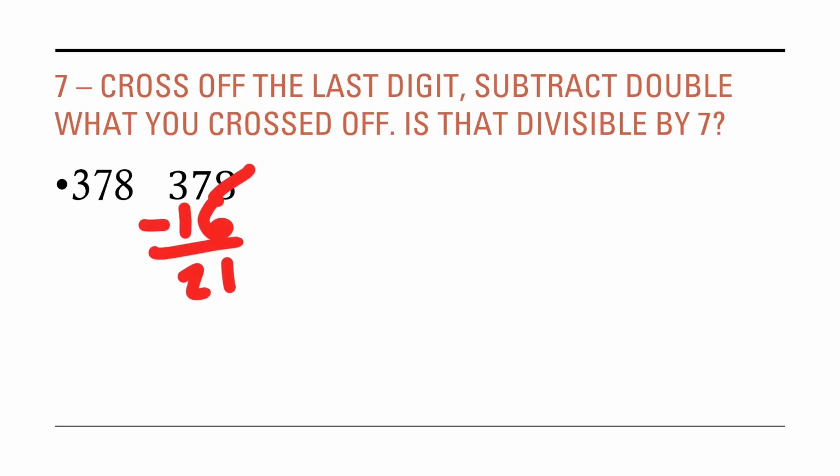7's kind of a weird rule because we're going to cross off the last digit and then subtract double of whatever we just crossed off. So if I cross off the last digit 8 and subtract 16 from what's left over, I get 21. Since you can divide 21 by 7, you can divide 378 by 7.